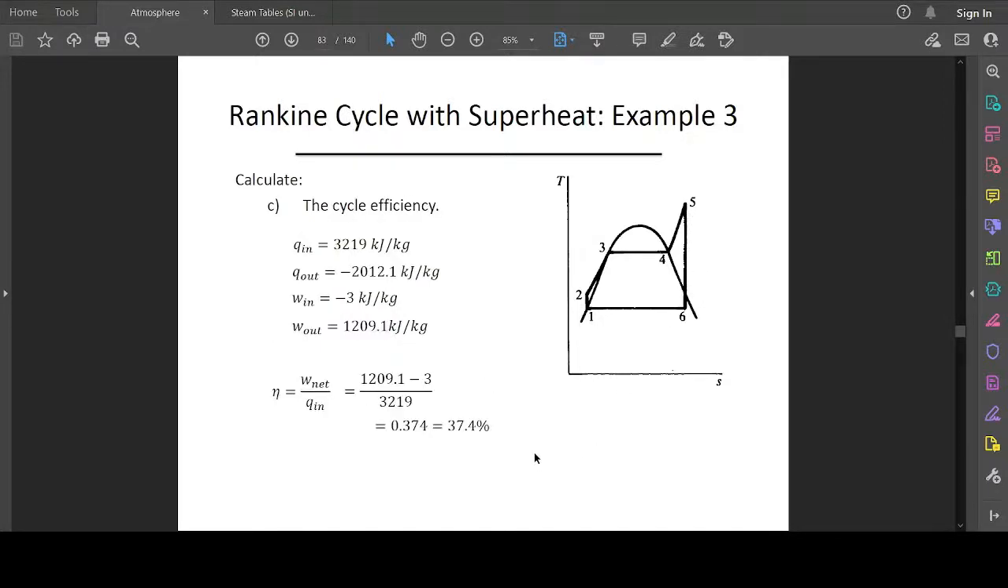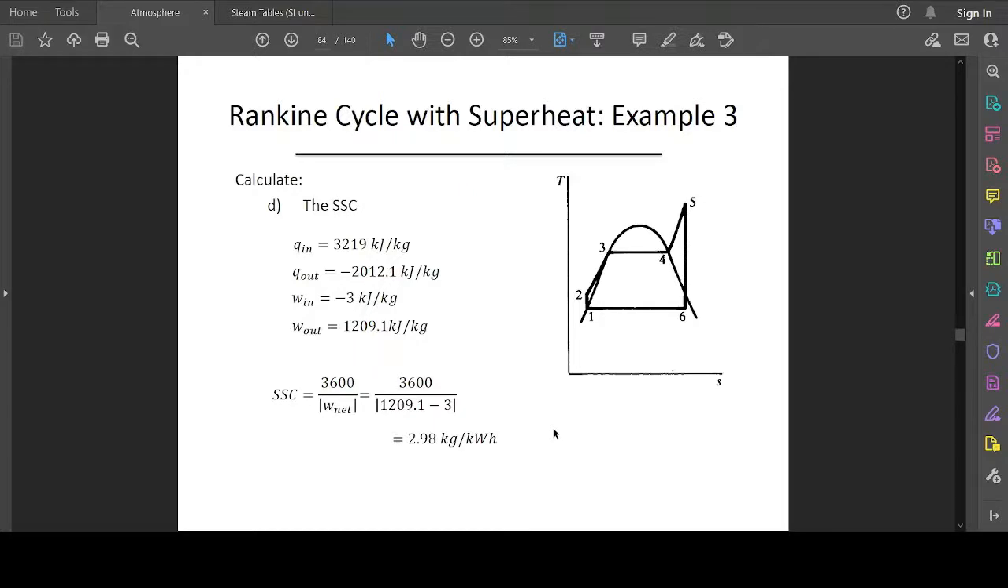So what about the cycle efficiency? We know the formula for efficiency as the net work divided by the total amount of heat added to the system. So the net work is given as the difference between the work in and the work out at the top here. So we know that the work out is this, and it is subtracted from the work added to the system. Then that will give us the net work divided by the total heat added to the system between stages 2 and 5. And that gives us a cycle efficiency of 37.4%.